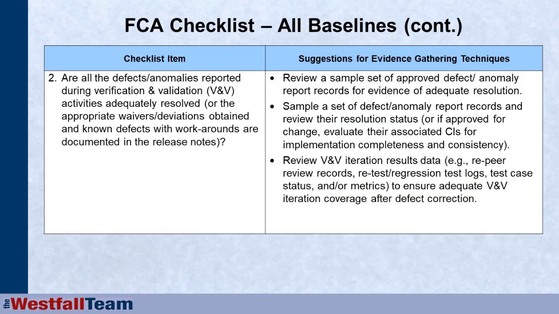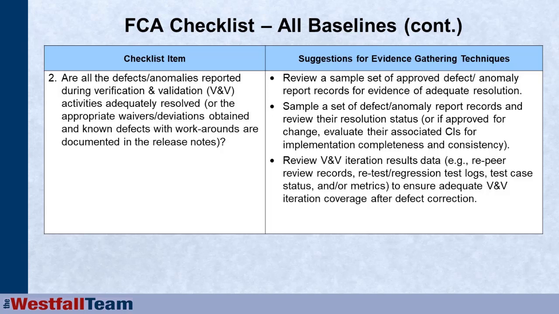What else should you do every time you do a functional configuration audit, no matter which baseline you're doing it at? You want to make sure that all the defects and anomalies reported during the V&V activities of that particular phase of the life cycle, or that particular iteration if you're using Agile, have been adequately resolved, and that the appropriate waivers and deviations have been attained, and that known defects have workarounds that are documented in the release notes. So how are you going to gather objective evidence here?